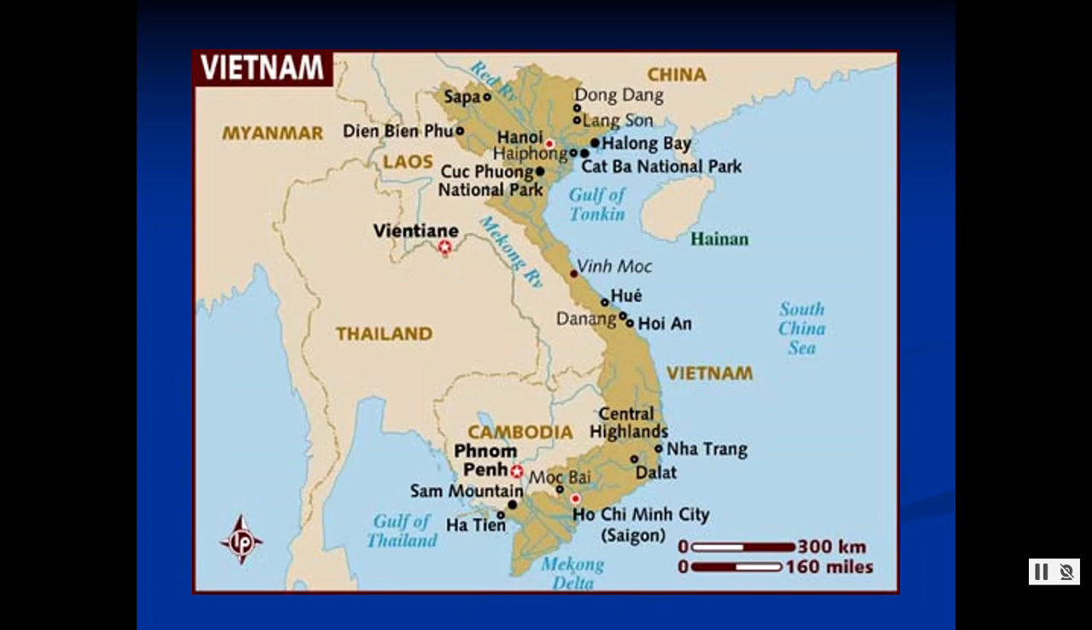And here is the map, and you can see where Vietnam is located, right on the edge of the South China Sea, China to the north, Laos, Cambodia, Thailand. So that kind of gives you a general geographic understanding.